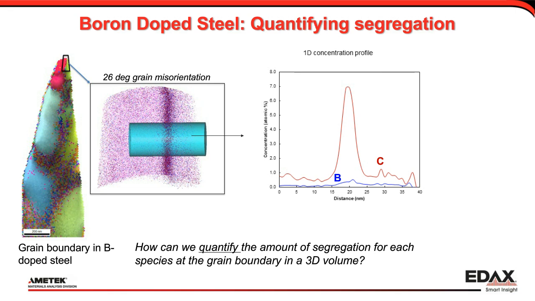So the question becomes, how can we actually quantify the amount of segregation for both boron and carbon at the grain boundary in a 3D way? So one way to do this is to take a 1D composition profile in a certain region of interest across the grain boundary. That will allow us to see an increase of carbon and boron across the interface, but I want to know more about this sample, and I want to know how we can get that segregation measurement in 3D.